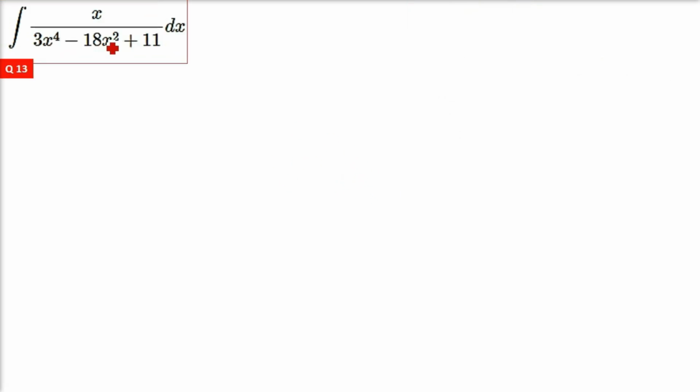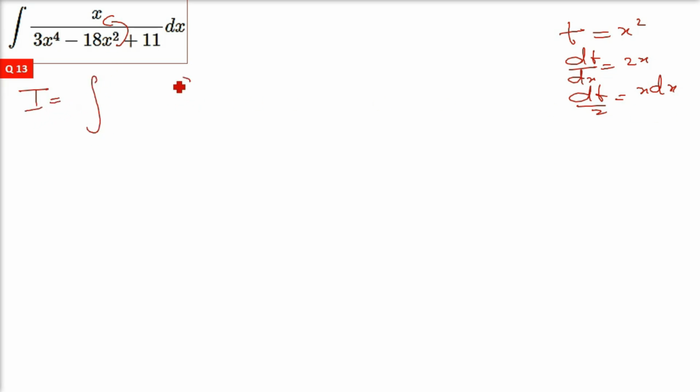Now this x by 3x raised 4 minus 18x square plus 11 x square will directly give you this x. So when you take t equals to x square, dt by dx will be 2x. So dt by 2 will be equal to x dx. So this term will become like this. X dx will be dt by 2. Dt will remain like this. 1 by 2 will come here. In the denominator it will be 3, x raised 4 will be t square. When you square, x square square will be t square. 18t will be there plus 11.